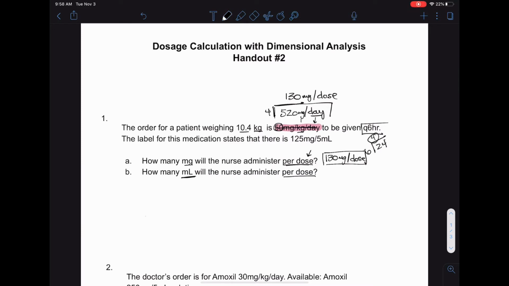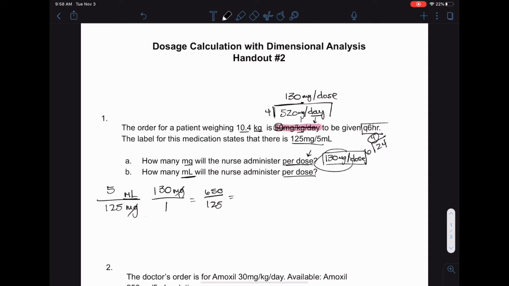We're working towards mils, so we're going to put mils on top. And we see in our problem what we have available: for every 5 mils of liquid, there is 125 milligrams of medication. Now I need to get rid of the milligrams, and this is where we can pull in our order, 130 milligrams. Those cancel, and I'm left with just mils on top. Now we can start multiplying across. So we've got 130 times 5 equals 650, divided by 125.